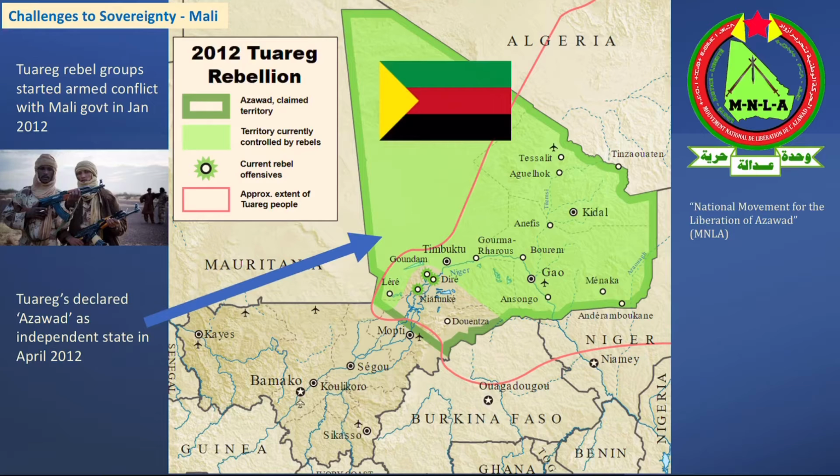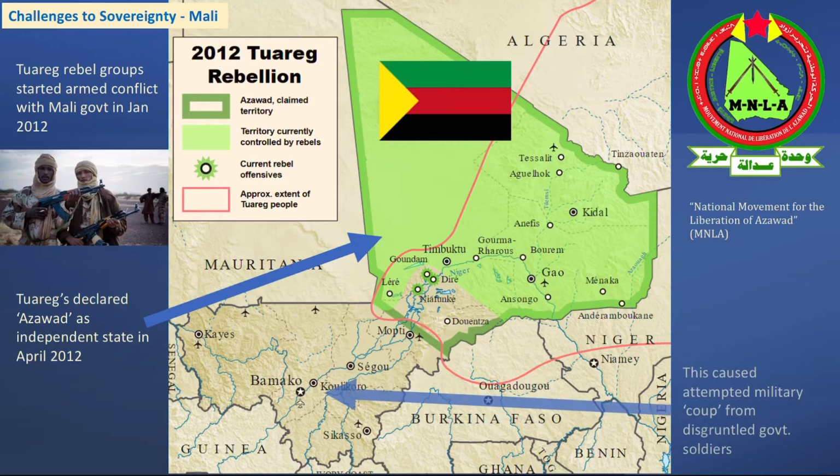This disruption led to an attempted military coup in the capital, Bamako, which is in the south, where disgruntled government soldiers tried to take over the government because they were disappointed in the way that the government was dealing with this separatist movement in the north. So the Tuaregs trying to separate and create their own state was a real challenge to sovereignty and to the territorial integrity of the country. So we can see that in this time, there are some significant issues going on in Mali that are causing it to be a fragile state.